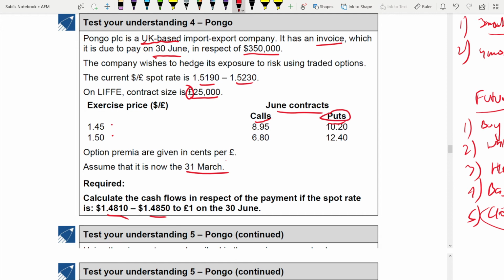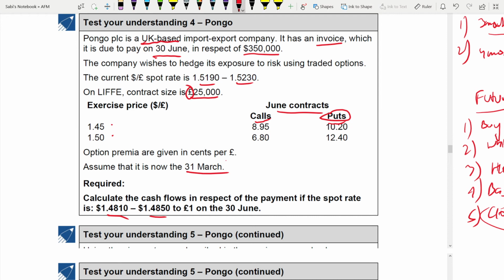You understand? Let me repeat again. You have to see whether it's a payment or receipt. It's a payment, but the payment is in dollars, and our contract size is in pounds. So we have to see what we are doing with the pounds. Are we selling pounds or buying pounds? Because in the option we can only deal in pounds, as the contract size is in pounds.